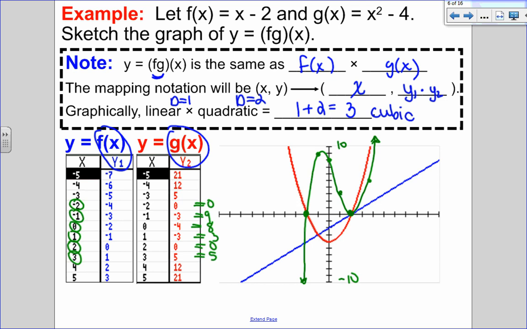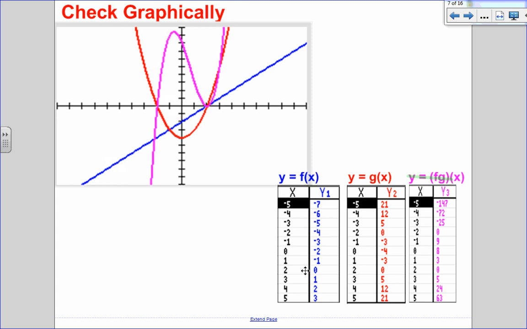Now, of course, I can check that on my graphing calculator, which I do over here. So you can see in y1, I put f of x. In y2, I put g of x. And then you can see I've multiplied them together. And the points that I was looking at were from -2 to +3. So these were the points that we graphed. And you can see they're the same y values. And my graph here looks pretty bang on to what I did before. Okay, so that's multiplying.